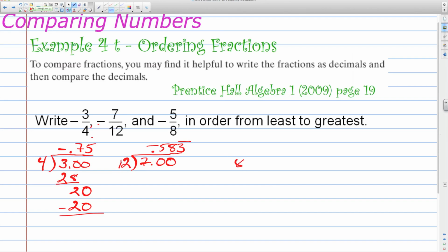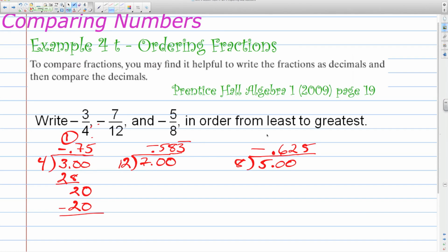And finally, we have -5/8. And again, to set that up, we'd go 8 divides into 5. Remember, it doesn't divide in, so it'd be 5.0. In this case, we'll add a few zeros. And when that comes out, that'd be -0.625. And that does terminate.